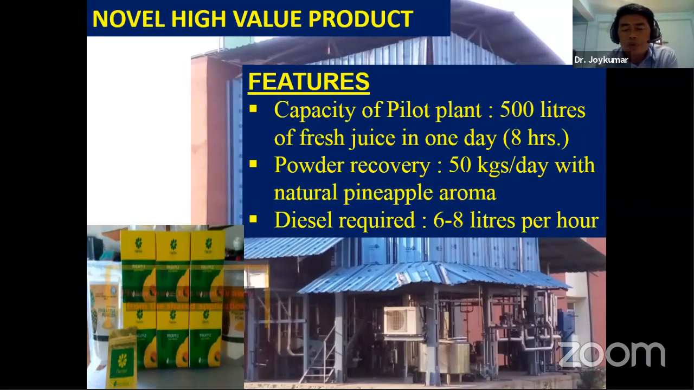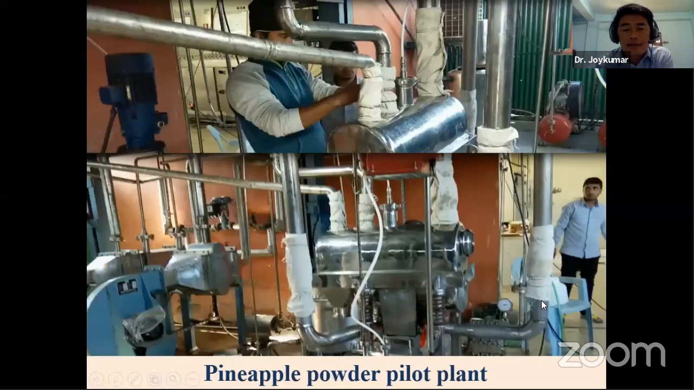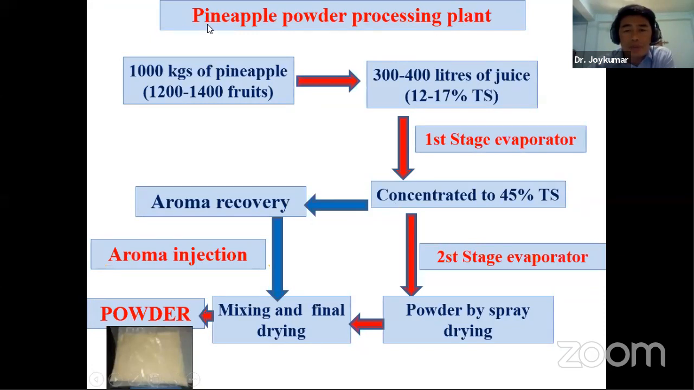You can take 1 spoon of the powder, mix it with water and drink. It can be stored for a long period and it can be transported. Definitely, it will have a lot of value added. So we have sustainable facilities. So this is the factory and this is the process protocol. First of all, one important thing over here is we extract the aroma first. When the whole juice is converted to powder, we inject the aroma so that the final product we get will have the natural aroma.